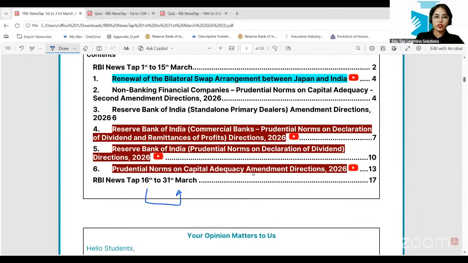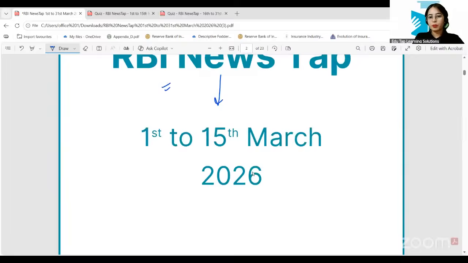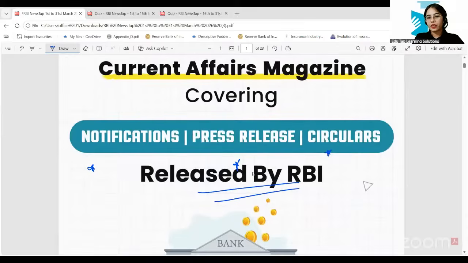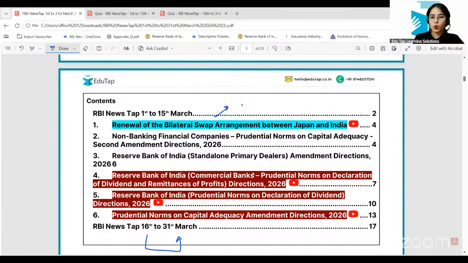In the first part, there is color coding that has been done. Blue means that it is more important from the phase one perspective. Red means that it is more important from the phase one as well as the phase two perspective. If there is no color coding, first cover the blue and red articles. Then after that, you can cover the articles that are not color coded.